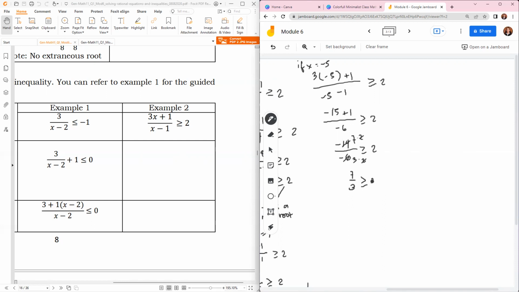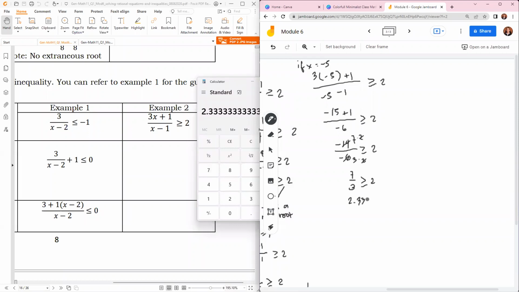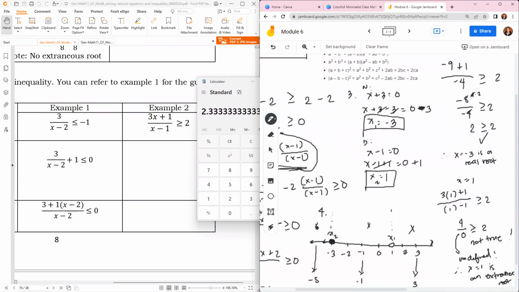So pila man ang 7 over 3 sa atuang calculators. So 7 divided by 3, that would be equal to 2.333. Is it true that 2.333 is greater than or equal to 2? Yes, it is. So kani nga area nga naa dire sa number 5, this is part of the solution nato. So let's just shade it right there.